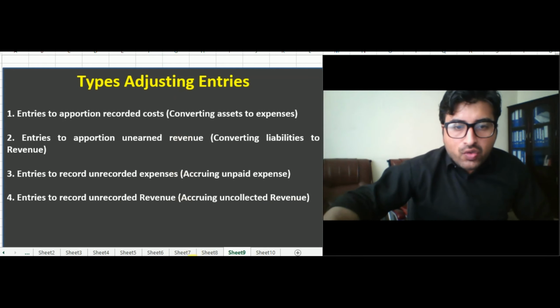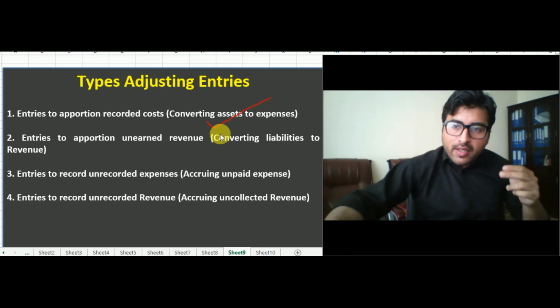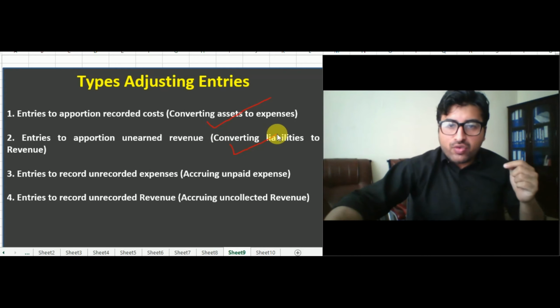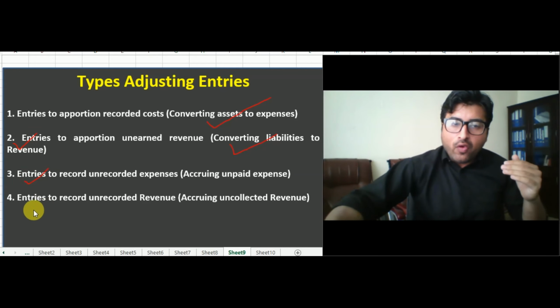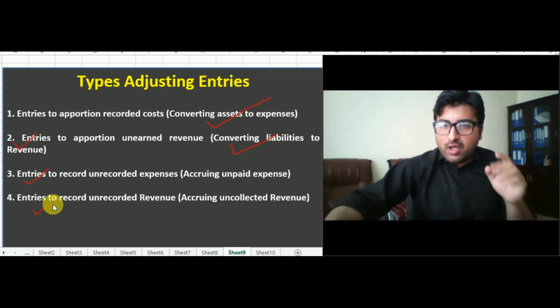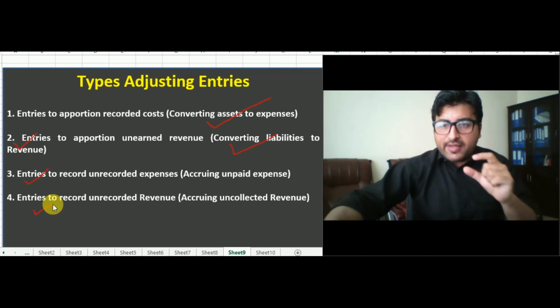Okay, dear students, the first one we have is converting assets to expenses, right? Here you learn how, with the help of adjusting entries, we are converting assets to expenses and then converting liabilities to revenues. This is the second one. And the third one is to record unrecorded expenses. And the fourth is to record unrecorded revenues. So try not to be confused. We will discuss one by one, each one in detail with example, okay?